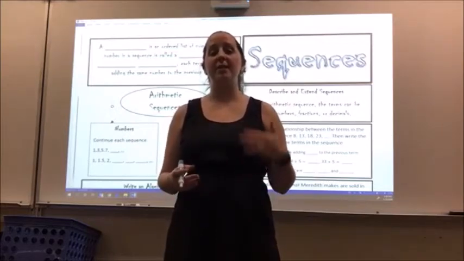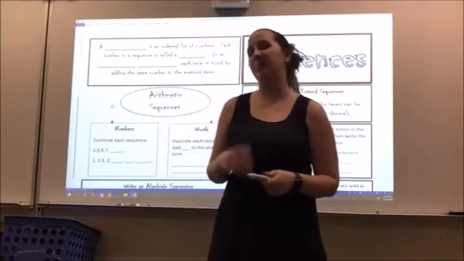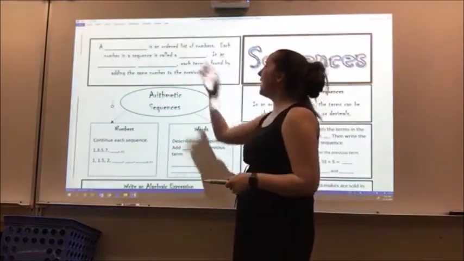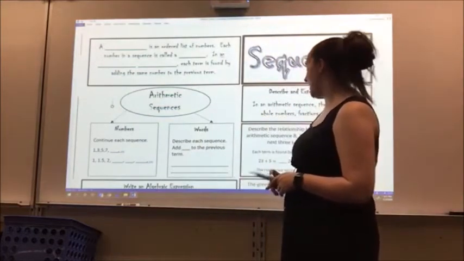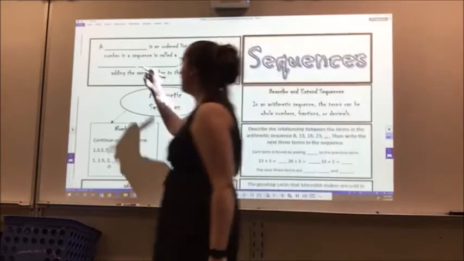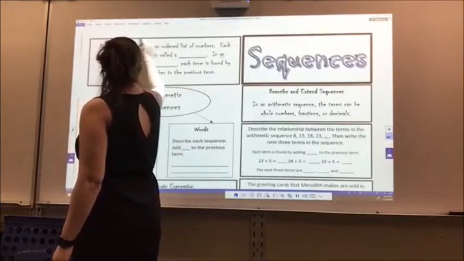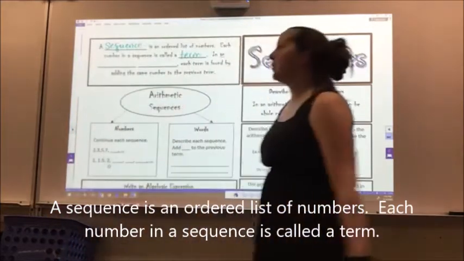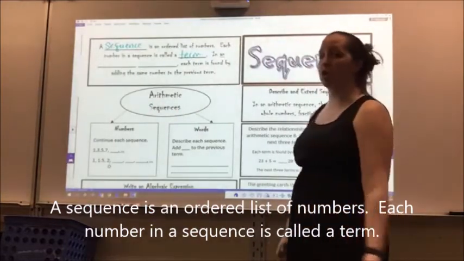Okay, so arithmetic sequences are just dealing with addition. So it's just finding that pattern. That's basically what a sequence is, you're finding a pattern. Okay, so a blank is an ordered list of numbers. Each number in a sequence is called a blank. So in those blanks, you're going to write sequence and term. Okay, so a sequence is an ordered list of numbers. Each number in a sequence is called a term.